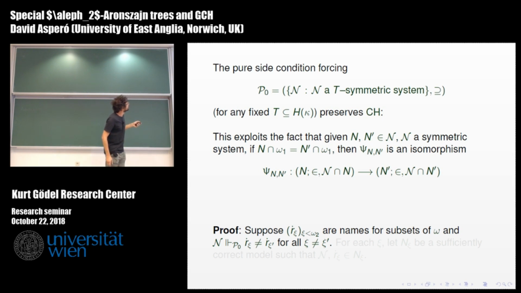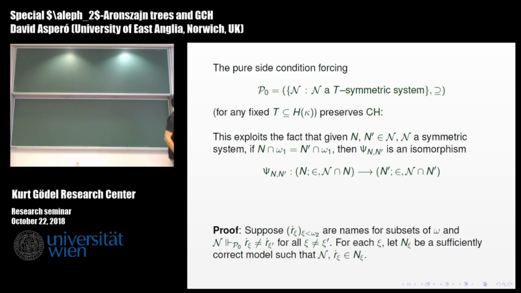And this exploits the fact that given any two models in a symmetric system of the same height, the isomorphism between them is actually an isomorphism when you add the symmetric system as a predicate. So the proof is the following. You take an omega 2 sequence of names for subsets of omega, and suppose that n forces that they are all different. Okay, and I'll get a contradiction.